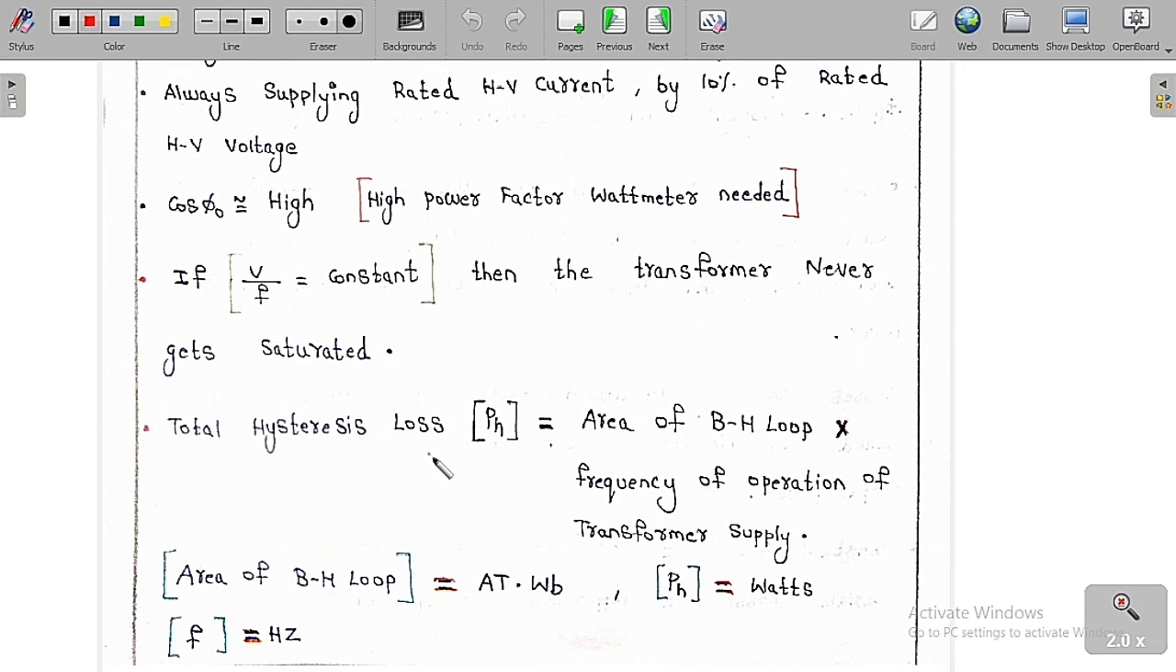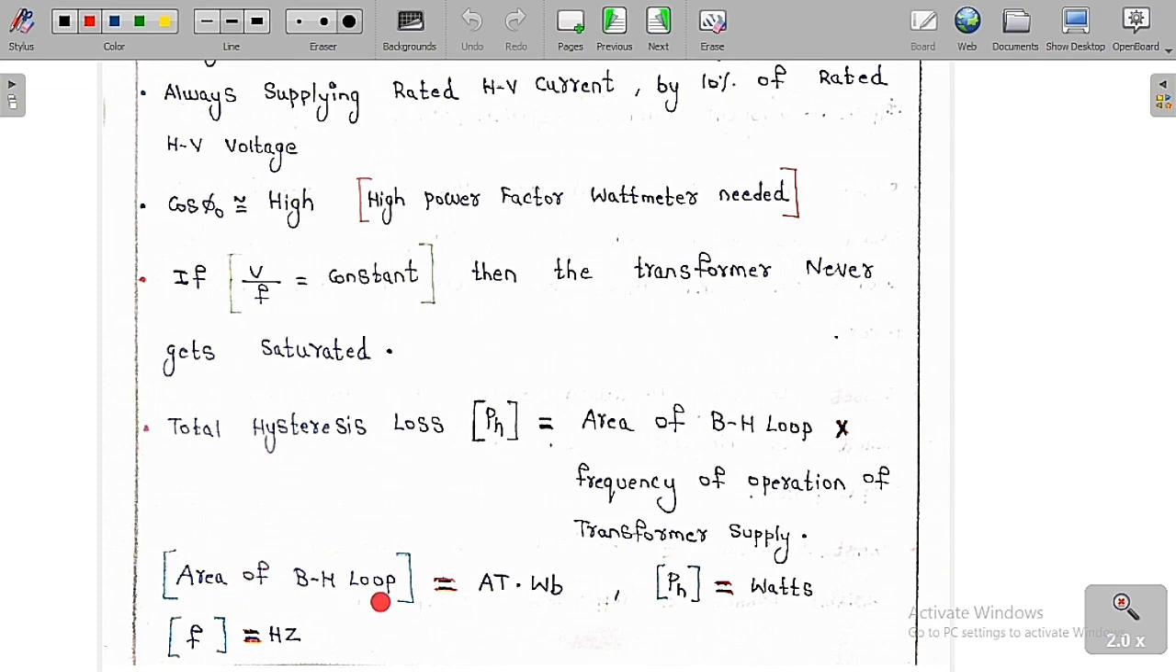Because power is equal to energy by time, power is basically the amount of energy loss in 1 second. So the area of the BH loop tells you the amount of energy loss in 1 cycle of supply. If you want to find the energy loss in one second, we have to multiply by frequency, because frequency tells you the number of cycles in 1 second. If you multiply these two, we get the amount of energy loss in 1 second, which is also called power. So the total hysteresis loss is equal to the area of the BH loop times the frequency of the operation of the transformer supply.